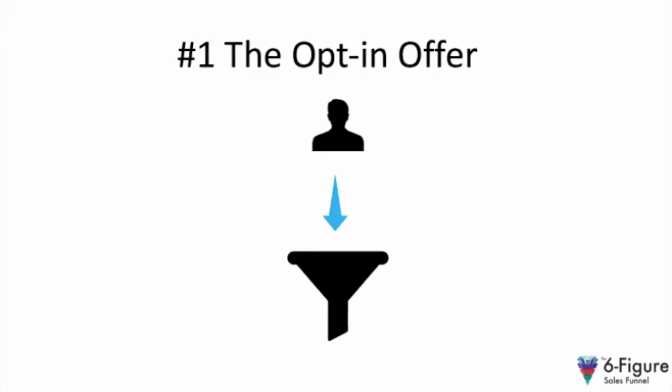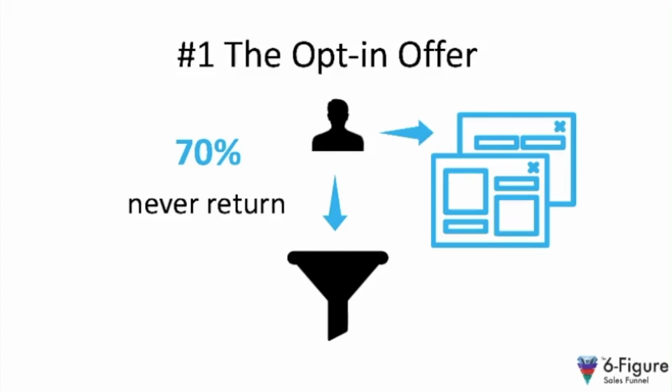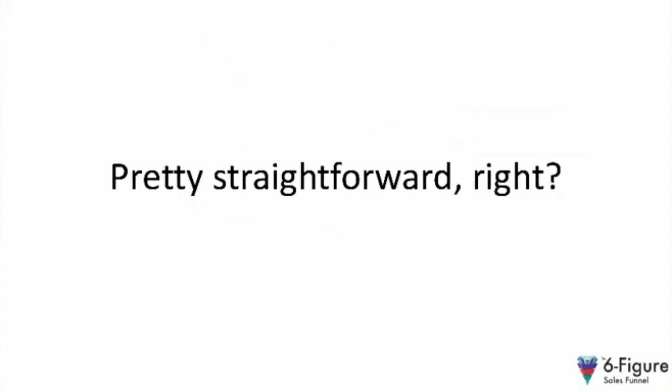When a visitor enters your funnel, it's best to assume that you have one chance to convert them into an email subscriber, because on average, 70% of people who visit your site will visit only that once and never return. So you'll need an opt-in offer, better known as a lead magnet, usually in the form of a valuable, downloadable piece of content to give people a reason to join your email list. Pretty straightforward so far, right?